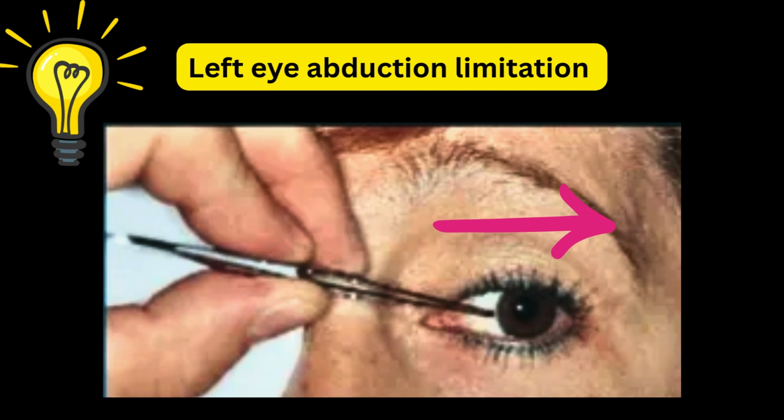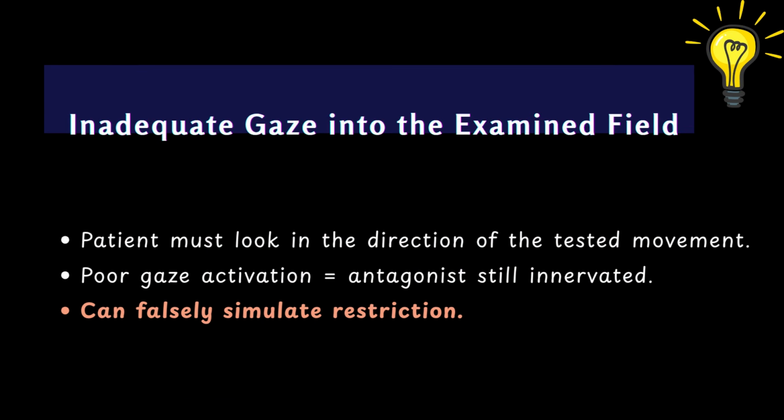Right? So a key clinical tip over here would be that if the patient does not look in the direction of limitation before you start doing the test, the antagonist will still be active and you will get a false impression of tightness. So always ensure that the gaze is properly aligned before testing.